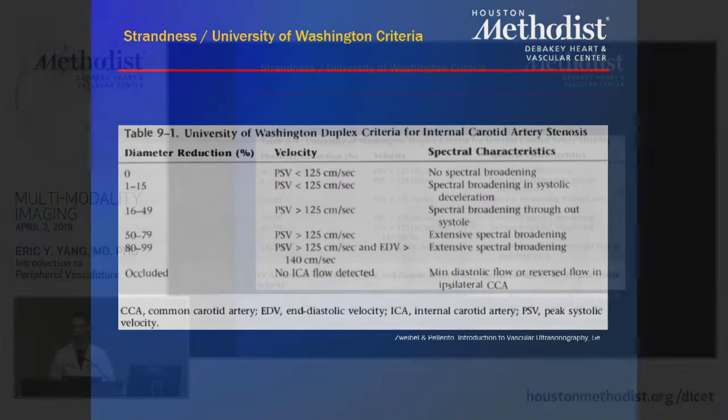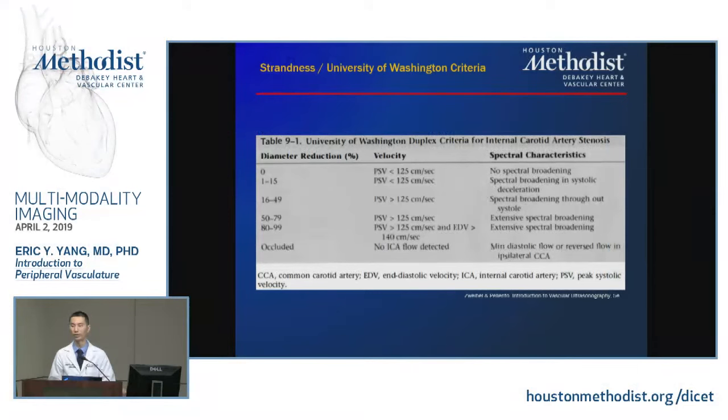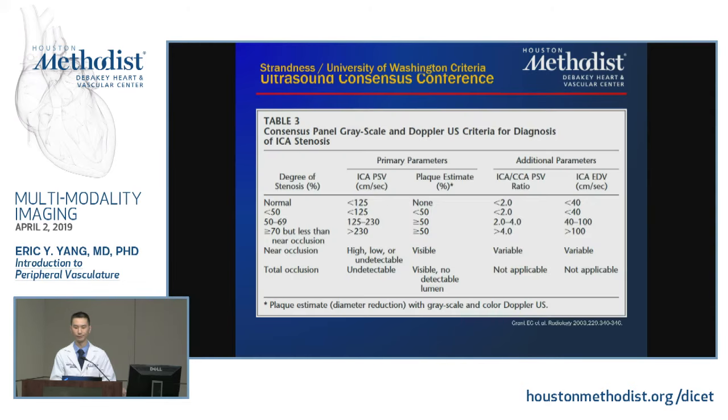Dr. Strandness at the University of Washington came up with the initial criteria of how to grade stenosis using vascular ultrasound, and shown here is his criteria using peak systolic velocity and spectral characteristics. These spectral characteristics fell a little out of favor, but one should be aware, and very much in the echo world, all of you should be aware that spectral broadening is a sign of turbulence and maybe a suggestion that stenosis, or some kind of stenosis, may be developing.